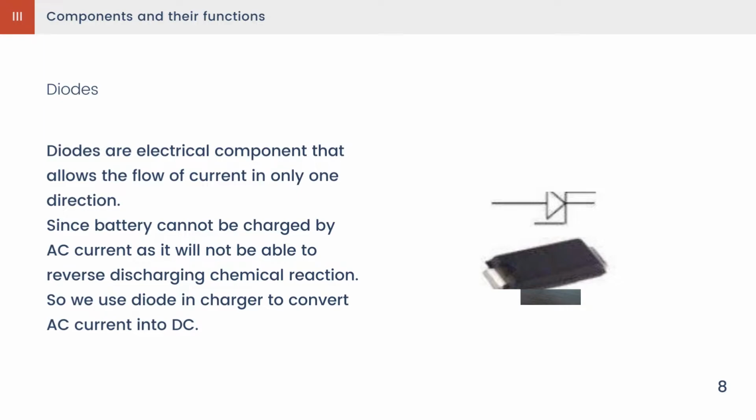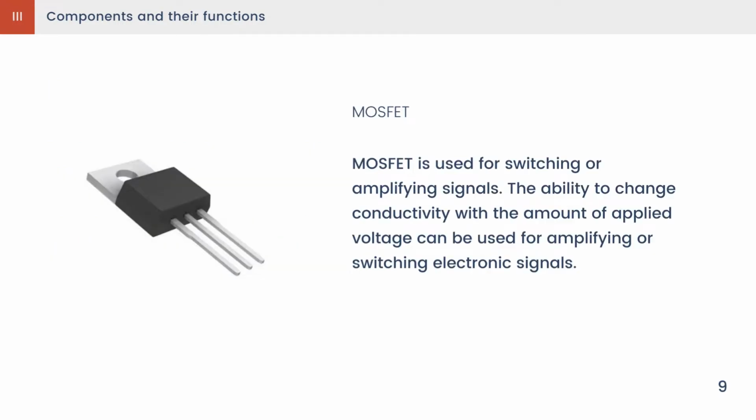Diodes are electrical components that allow the flow of current in only one direction. In this circuit, 4 diodes are being used as a bridge rectifier. A MOSFET is used for switching or amplifying signals. The ability to change conductivity with the amount of applied voltage can be used for amplifying or switching electronic signals. In fact, in the circuit, it's being used to convert the DC current into high frequency AC signals.